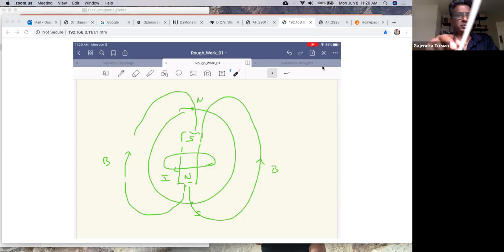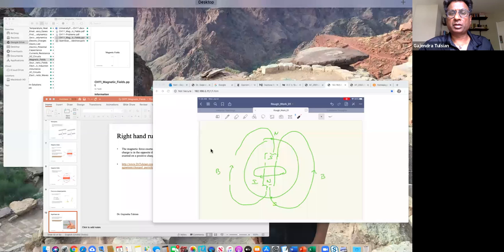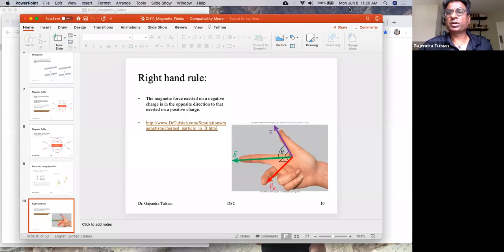Now you'll have to figure out the direction of the force. And you'll have to picture it three-dimensionally for a lot of these problems. So make sure you understand that.